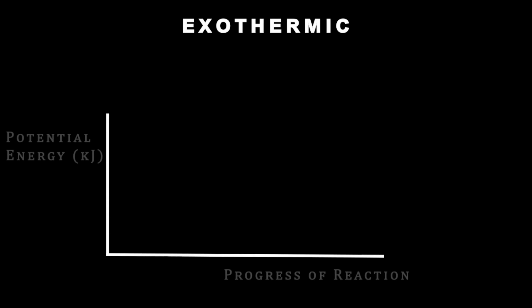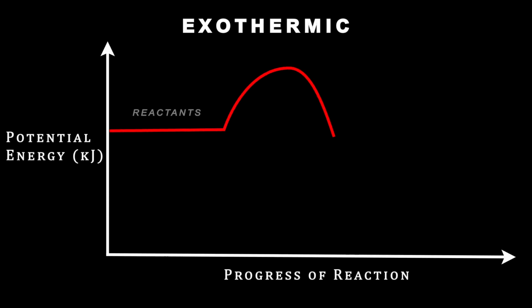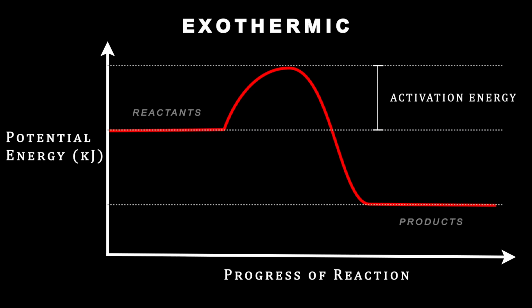In an exothermic energy diagram, the products are at a lower energy level than the reactants. The vertical drop is the enthalpy change, which is negative. The hump at the start is the activation energy, the barrier that must be overcome.